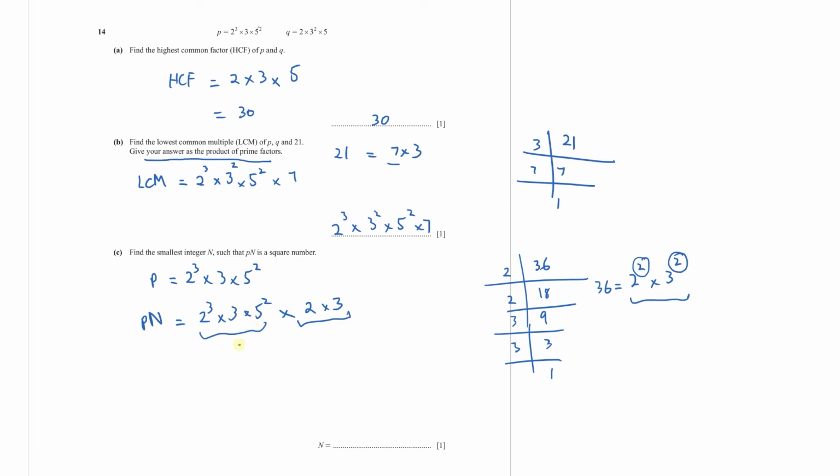So this was P and this is n, and if you multiply them, you will get 2 power 4 into 3 power 2 into 5 square. Now all the powers are even. That means Pn, this number, is a square number, and if you take the square root, you will get a whole number. So this was the n that you multiplied to get Pn as a square number. So n will be 2 times 3, which is 6.